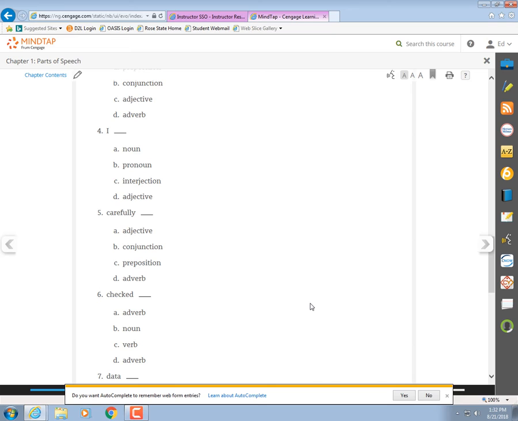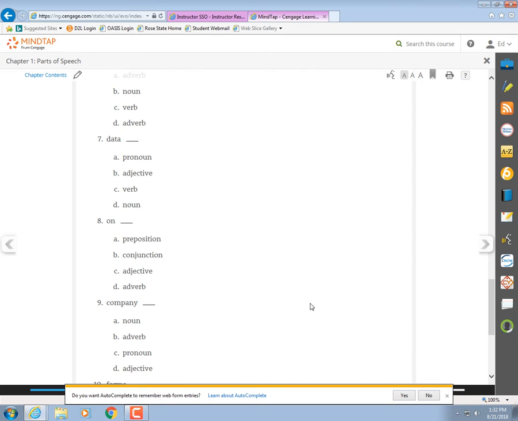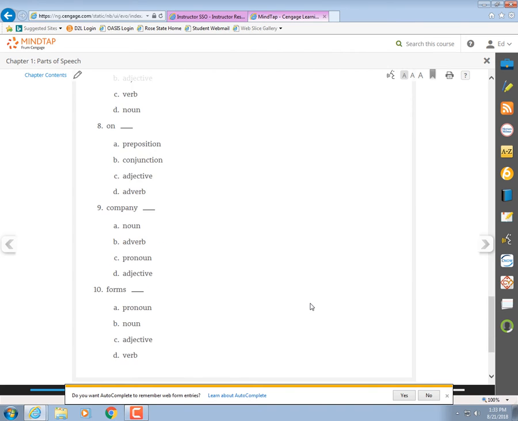Carefully, number 5 is an adverb. And then checked is a verb, letter C. And then 7, data is a noun. And 8, on is a preposition. 9, company is a noun. And then finally, number 10, forms is a noun.